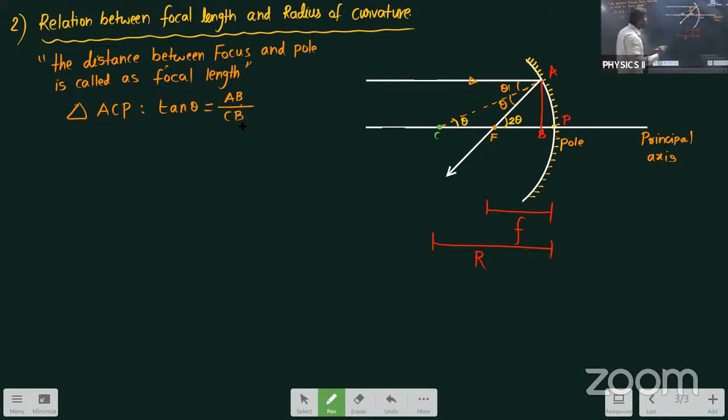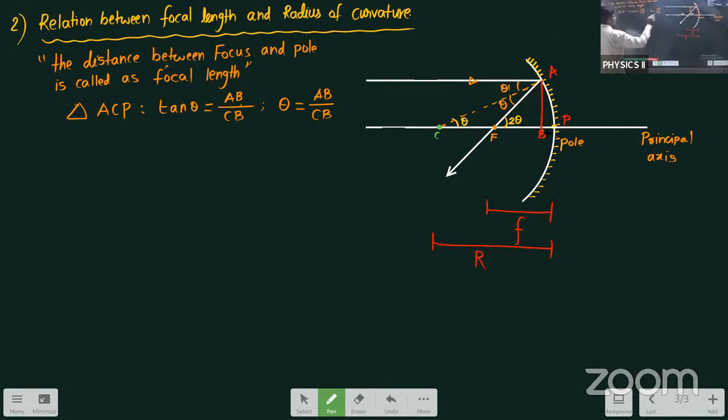If the angle is very small, and generally the angle will be small because the rays we are considering are paraxial rays, I hope you have studied paraxial rays. So if the angle is very small, I can write tan theta as theta, equal to AB divided by CB. Tan theta is nothing but opposite by adjacent. AB is the opposite side and CB is the adjacent side. So tan theta equals AB by CB, and for a very small angle, theta equals AB by CB.